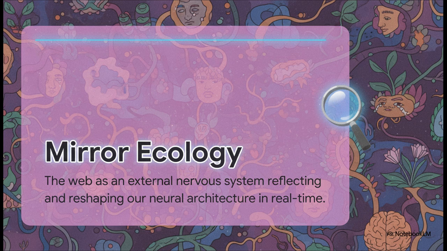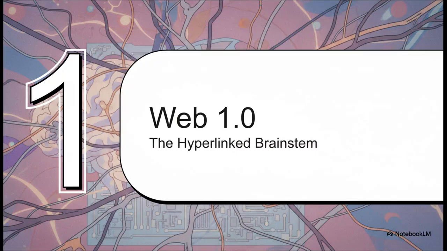Every click, every scroll, every post, it doesn't just vanish. It actively teaches the algorithms, which then turn around and teach our brains. It's this wild, real-time dance where we're shaping it and it's shaping us. Okay, so to really get how we ended up here, we have to go all the way back to the beginning, back to the web's infancy.